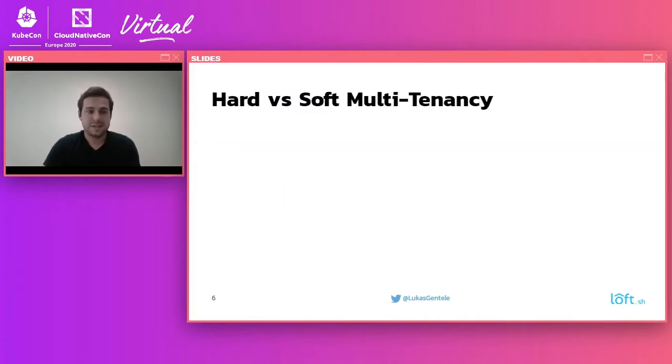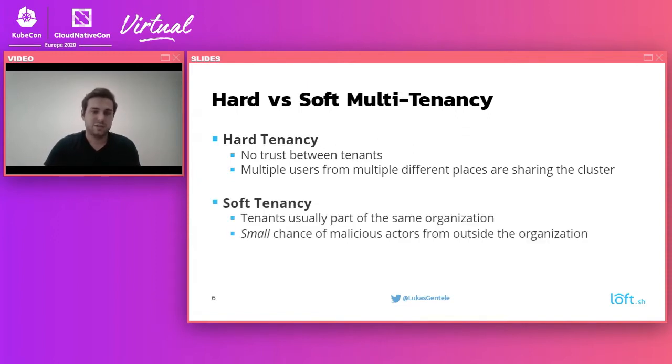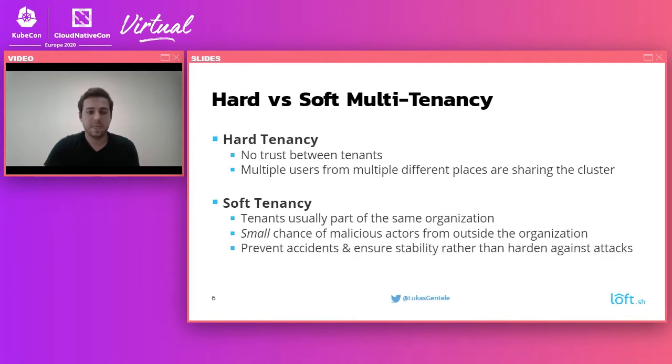And to be more specific, this talk is about soft multi-tenancy. What does that mean? So essentially, if you're looking for hard multi-tenancy, you're looking at systems where there's zero trust between tenants. That means, for example, if you're running a platform as a service offering, and you have multiple users from different organizations who you don't even know potentially, then you're talking about a hard tenancy that you might need for your platform. We're talking about soft tenancies. So typically your tenants are users all from the same organization. And there's a small chance of malicious actors from the outside of the organization. So it's mainly about preventing accidents and ensuring the stability of the underlying platform rather than hardening against outside attacks.